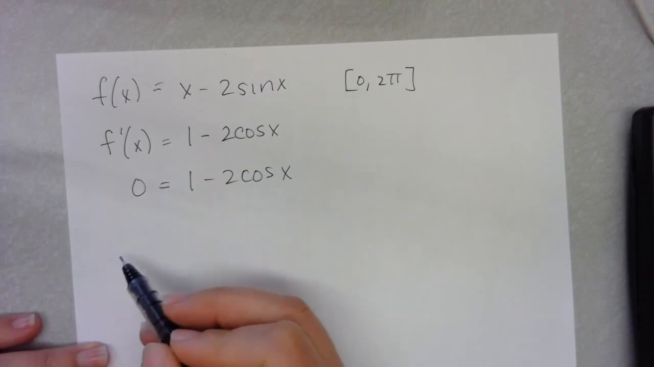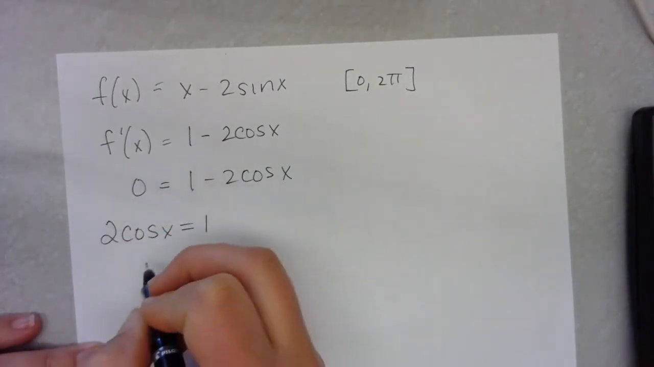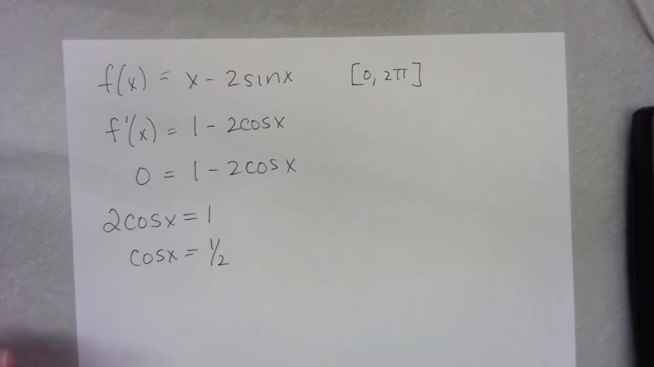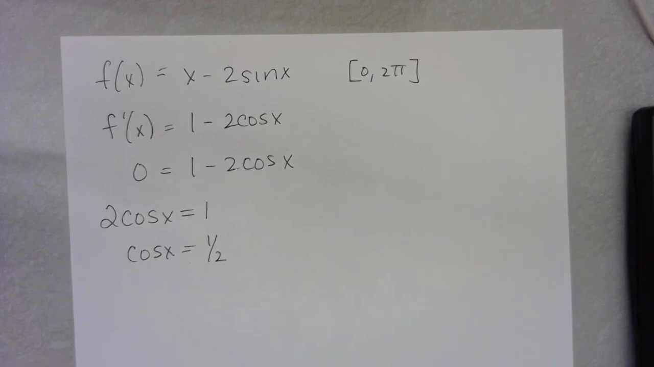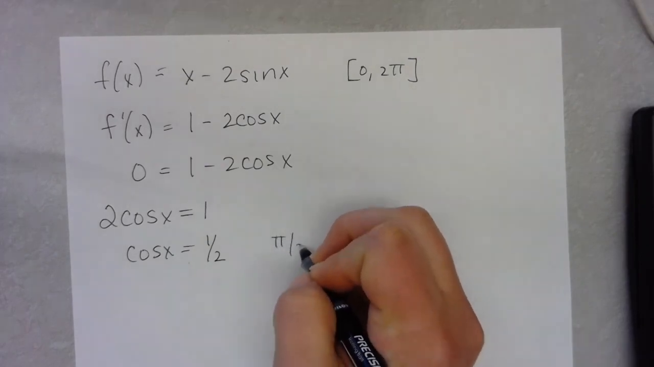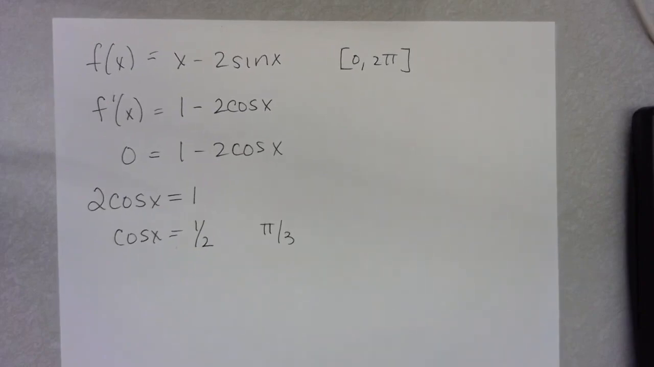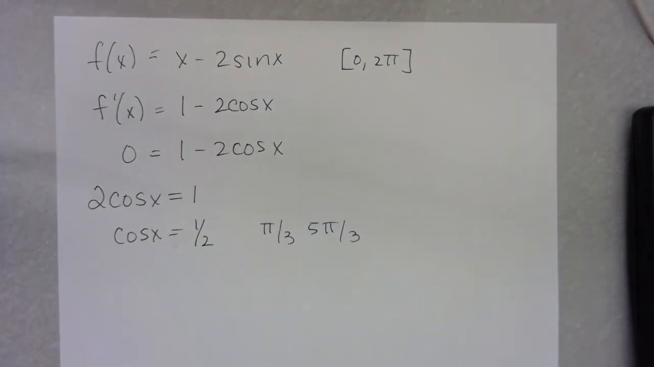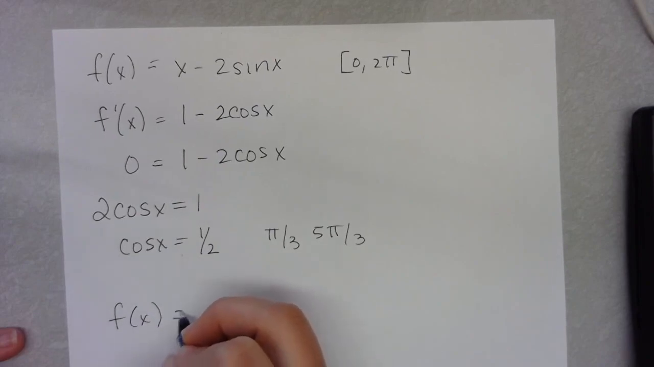I'm going to add the 2 cosine of x to the other side. I get 2 cosine of x equals 1. So cosine of x equals 1/2. All right, so we can figure this out. We know that there are values of x that give us 1/2. That would be multiples of pi over 3. So cosine is positive in the first quadrant and in the fourth quadrant. So that means 5 pi over 3 as well. All right, so here's our critical numbers. So I'm going to rewrite the function because we're going to have to move down the page.